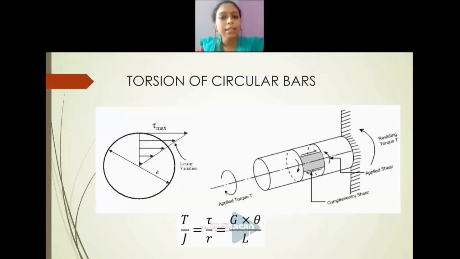So this equation is very familiar. This equation is actually based on certain assumptions. Those assumptions are valid only for circular bars, or we can say we have derived this equation based on assumptions which are valid only for circular bars. So whenever the assumptions are not valid, this equation is not valid. That means this equation is valid only for circular parts.